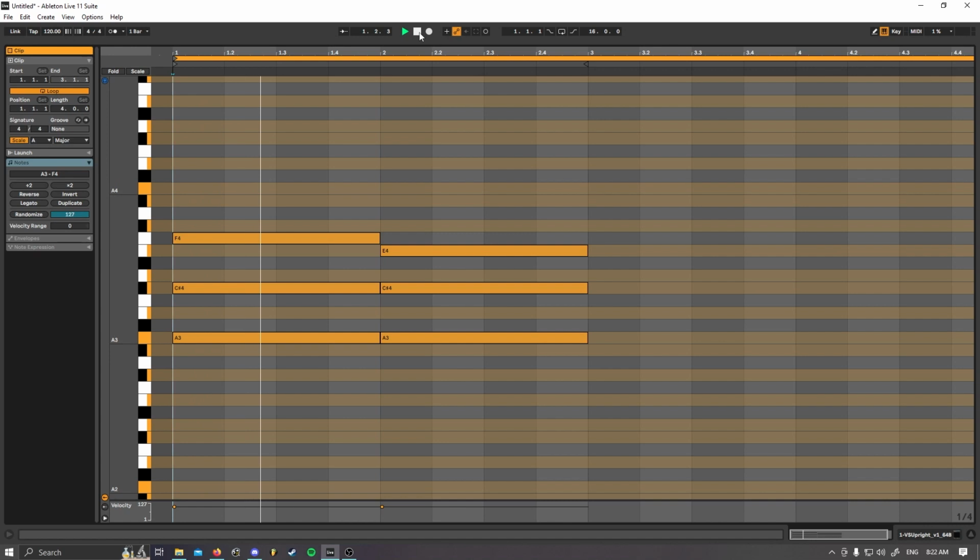And that sounds really tense as well. Not a very nice sounding chord on its own, but in the context of a song, that can be really satisfying.